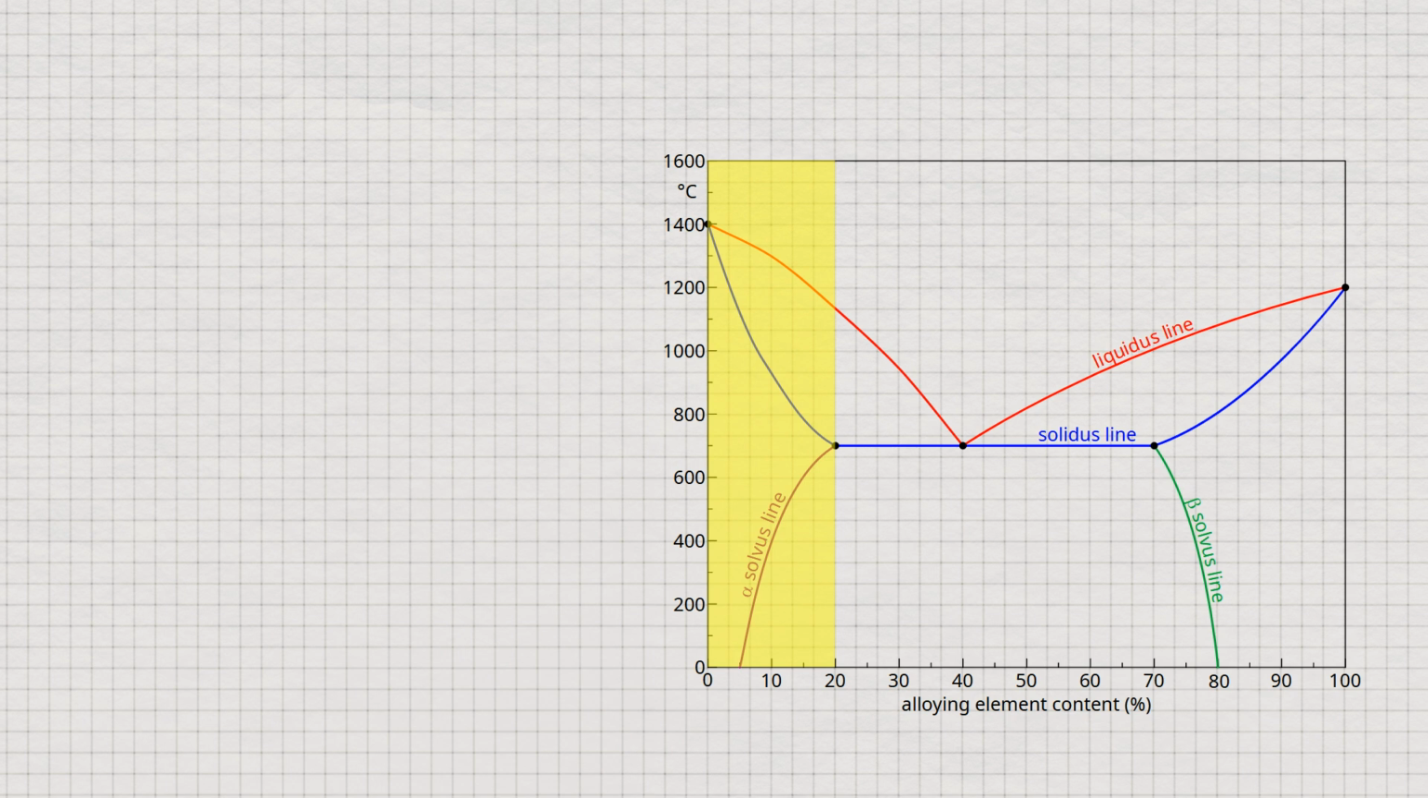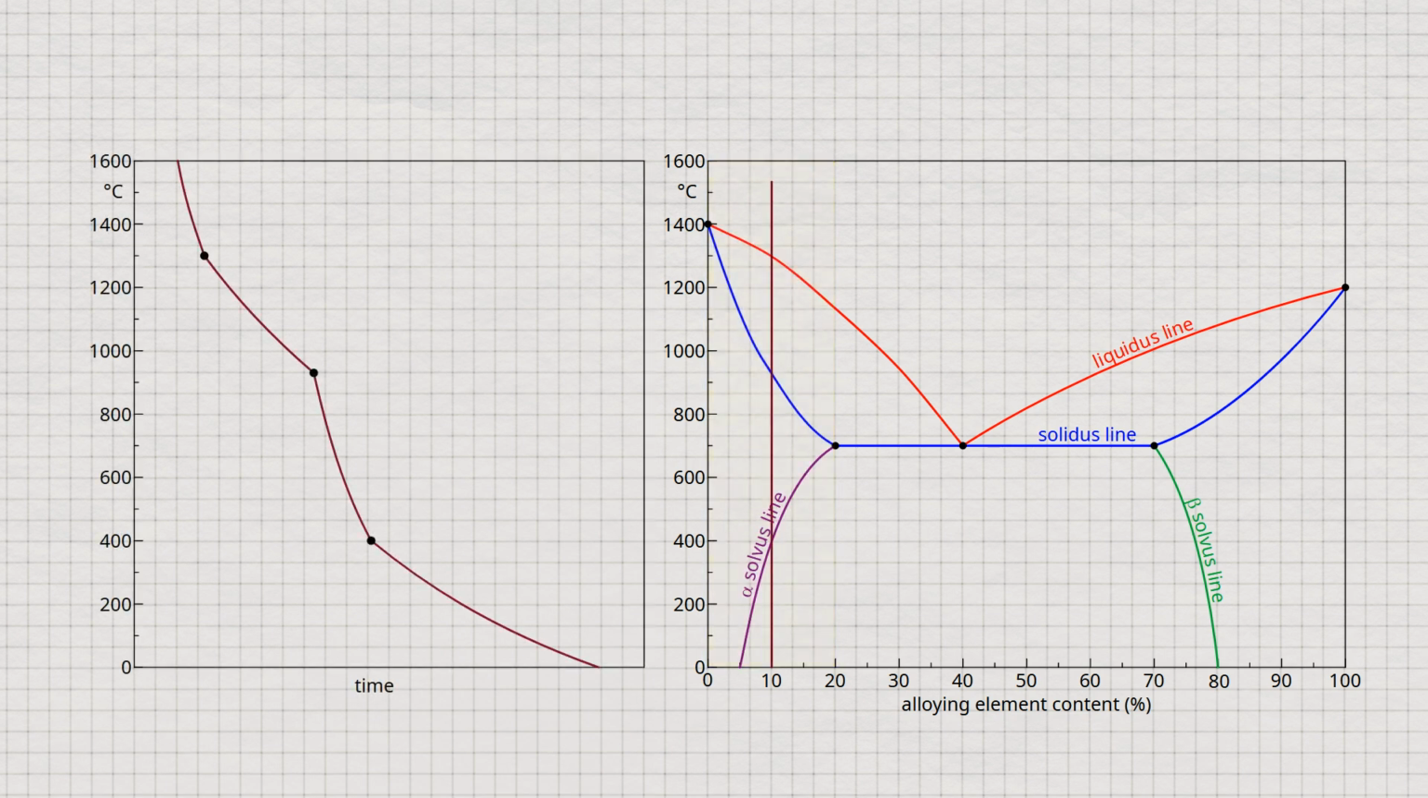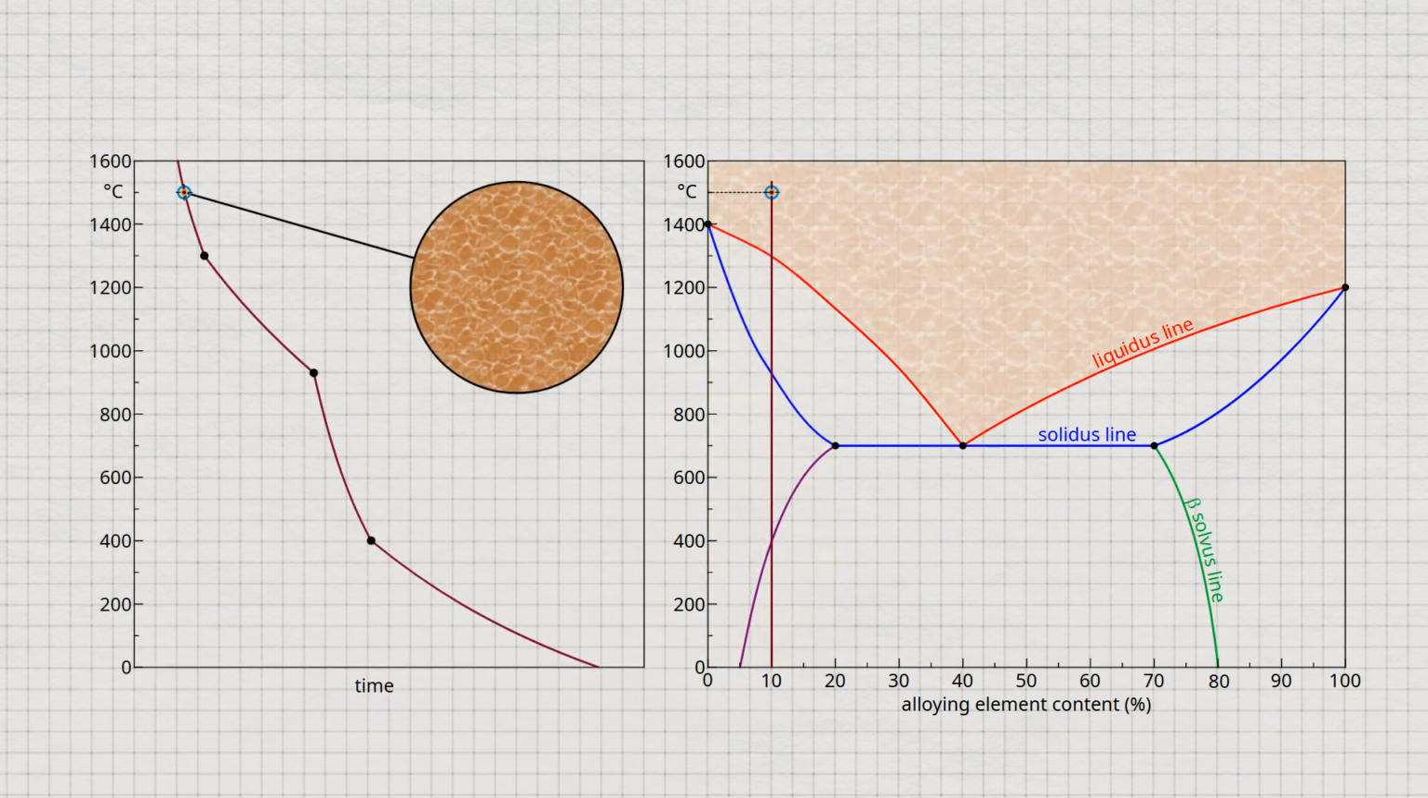As an example, let us consider an alloy with an alloy concentration of 10%. At 1500 degrees Celsius, the alloy is completely liquid. During cooling, the liquidus line is finally reached. Nuclei form in the melt and solidification begins.